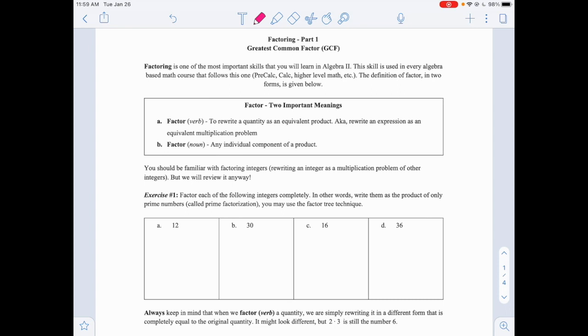So we're going to talk about factoring, and this is just the first part of factoring. There's a lot of factoring we're going to do this year because it is the most important skill that you're going to learn in Algebra 2. The skill is used in every algebra-based math course that follows this one. We do it in pre-calc, calculus, any higher level math. So it's really important to understand how to do it.